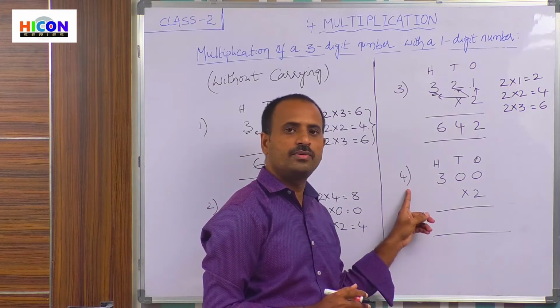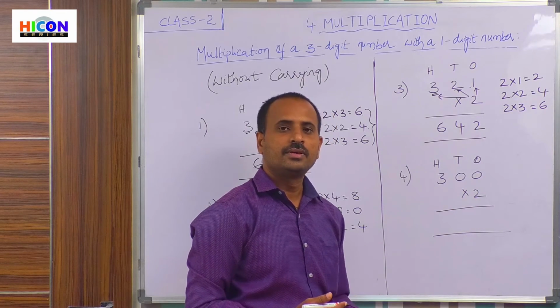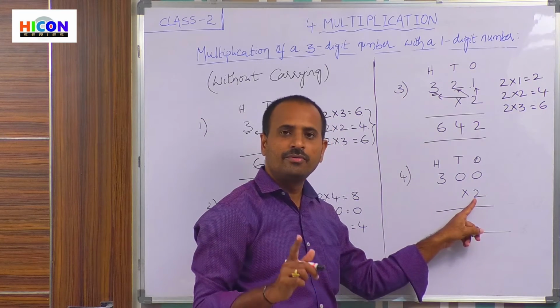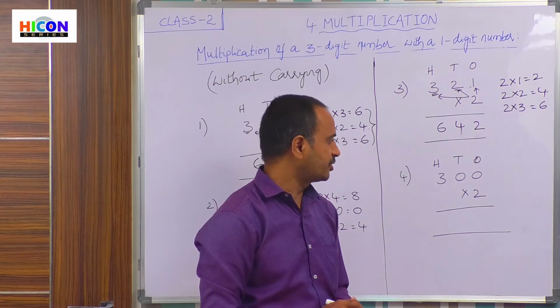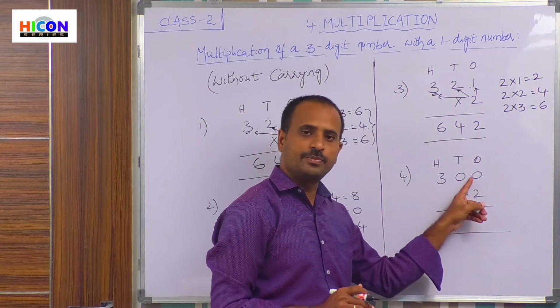In this fourth problem, we have to multiply 300 with 2. Here 300 is a 3-digit number and 2 is a 1-digit number. So again start multiplication from ones place. What is the digit present in ones place here?